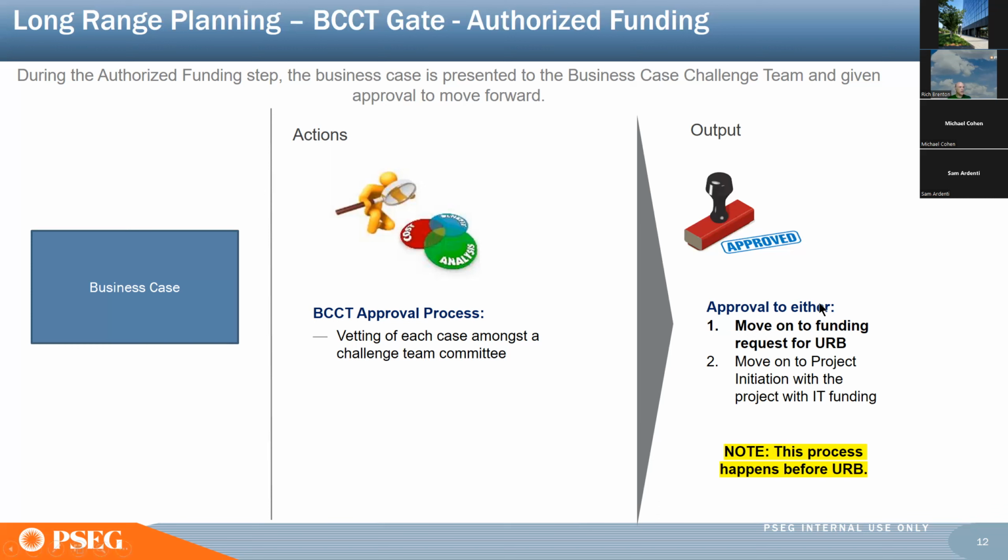The one thing I do want to make clear, because I think there's been some confusion around this. The purpose of business, I know a lot of people say, I already got funding from the business. You really should be doing BCCT before URB. And really, the whole purpose of the business case challenge team is really just for the leadership to say, hey, project team, did you really understand all your stakeholders? Like, are you really coming in with a good 50% confidence on your scope?